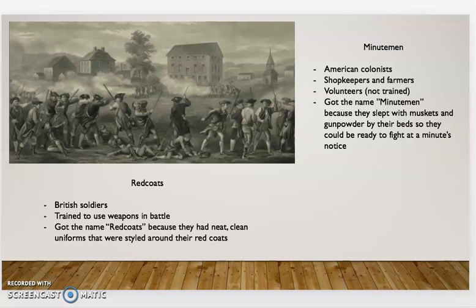The redcoats, on the other hand, were British soldiers who were trained to use their weapons in battle, and they were trained together, so they had more of a plan and more of a way to fight and organize themselves together. And they got the name redcoats because they had neat, clean uniforms that were styled around a staple of their red coats. So that's the difference between the Minutemen and the redcoats, and that all happened right during Paul Revere's ride of the British are coming, the redcoats are coming, and that's why the Minutemen were able to jump into action and try to fight against the redcoats and keep their storehouse of weapons to protect themselves.